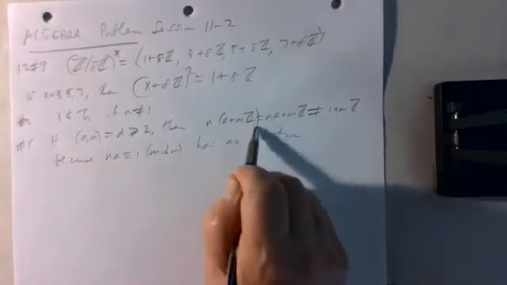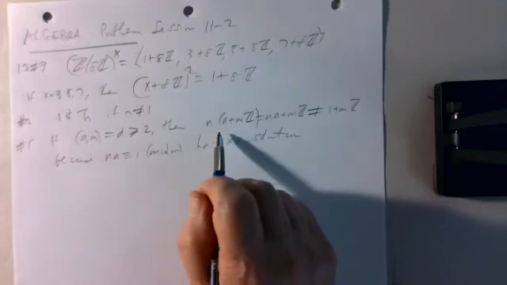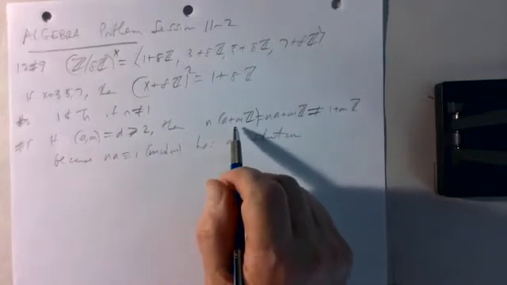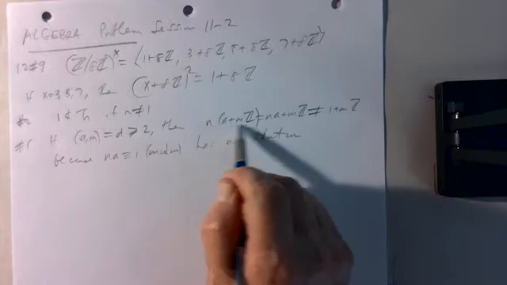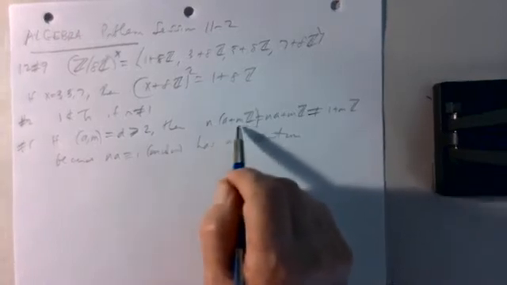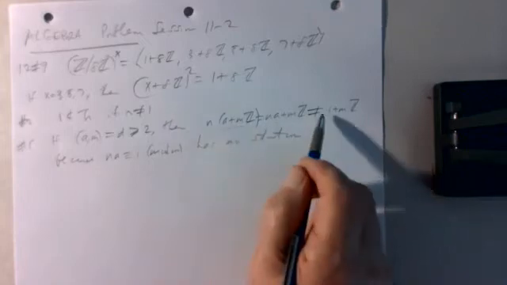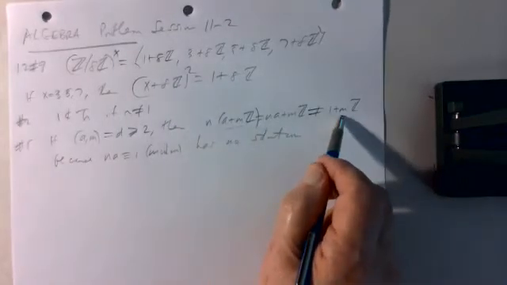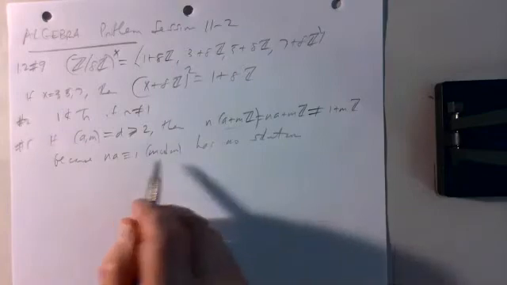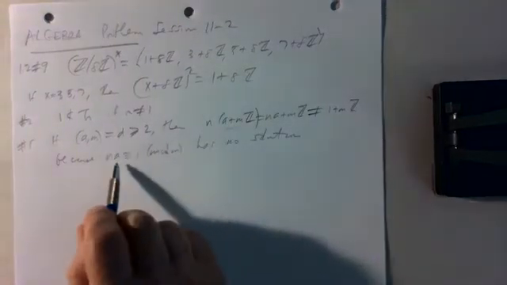If a plus mz were a generator, then every congruence class would be a multiple of this congruence class. But no matter what n you choose, n times this is never the congruence class 1 plus mz, because you can't solve this. This has no solution.